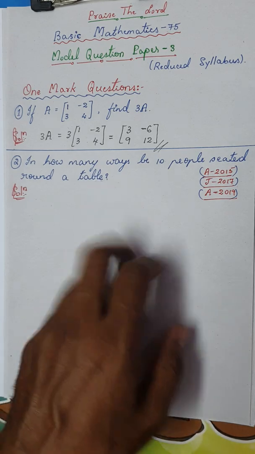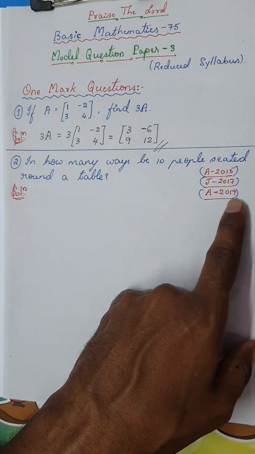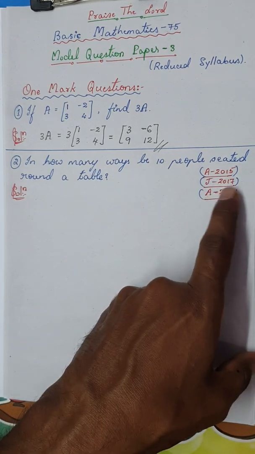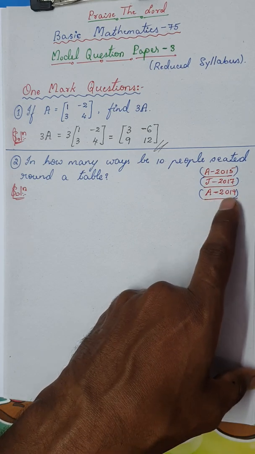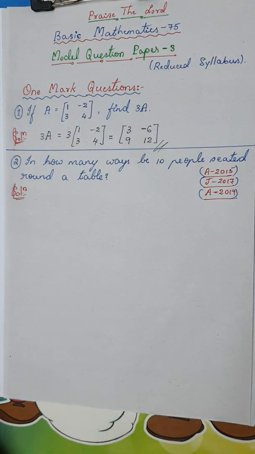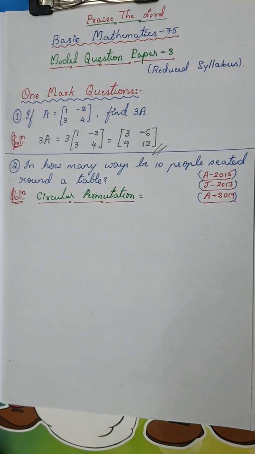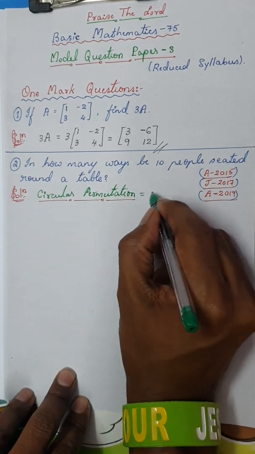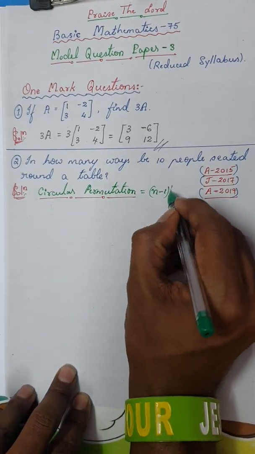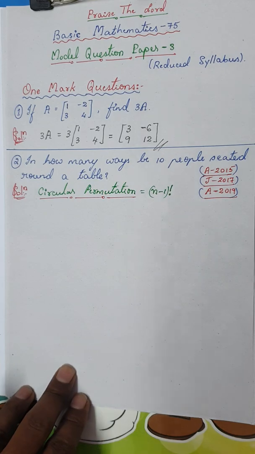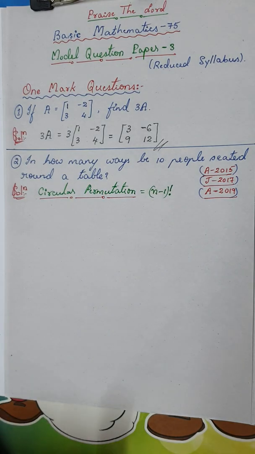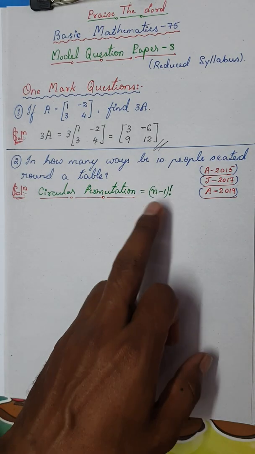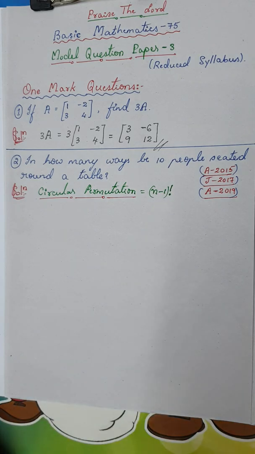Remember, it's very important because it has already been asked in the previous years, April 2015, July 2017 and April 2019 for 1 mark. Very important question and you can easily write the answer. Always remember, for circular permutation, the number of permutations would always be n minus 1 factorial. It's not n factorial minus 1, but n minus 1 of factorial.